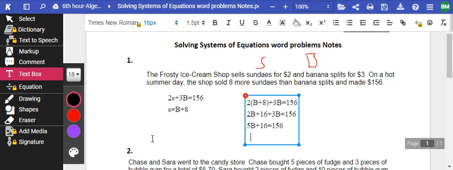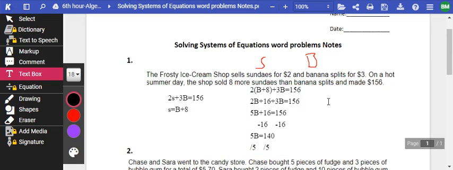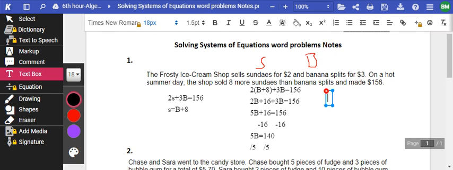We'll subtract 16 from both sides, and we get 5B equals 140. I'm going to move this up quite a bit. We're going to divide by 5 on both sides, and we are going to get B equals 28.